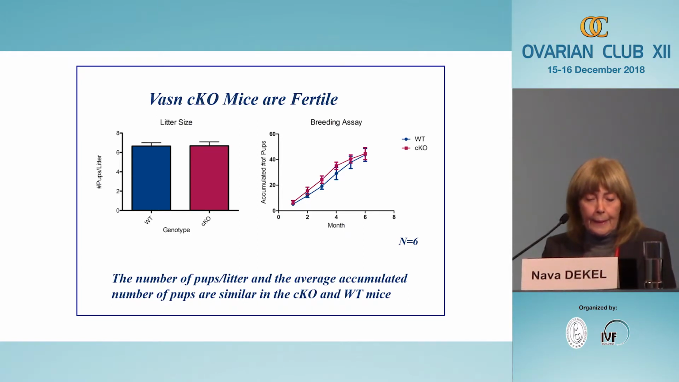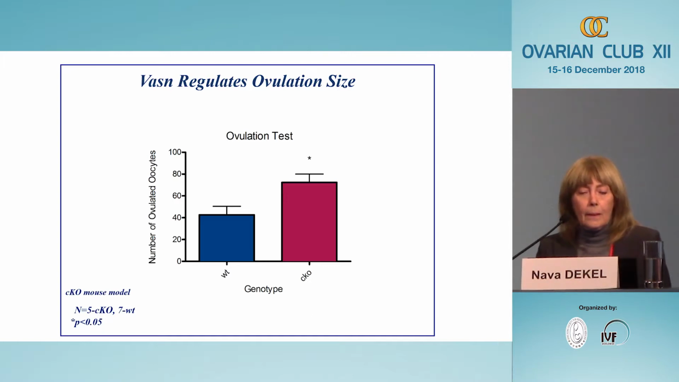The number of pups per litter as well as the average accumulated number of pups are similar in the conditional knockout and wild-type mice. You see here, this was accumulated throughout 6 months. And we were very surprised to find out that Vasorin regulates the ovulation size in a manner by which it almost doubles the number of ovulated oocytes in the mouse.